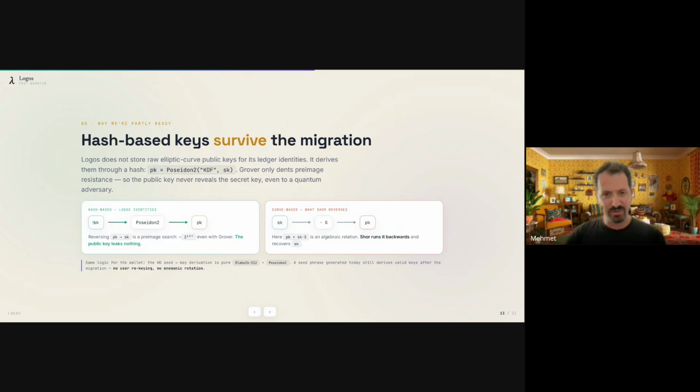Also, even if you don't change your proof system, still attacker cannot see your secret. So attacker can do some forgery attacks for that one, but the attacker cannot get your secret even if they have quantum computer. Therefore, this is really good properties for the Logos.